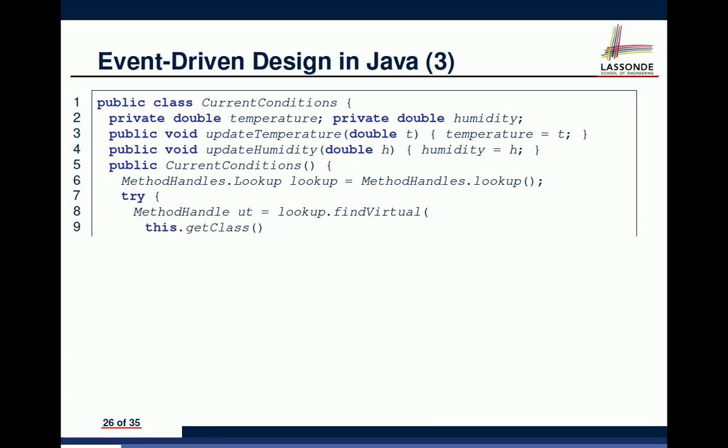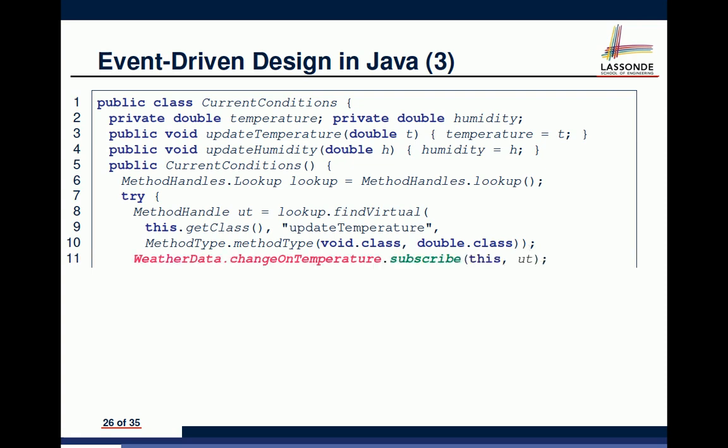If I want to look up some method, first of all, I want to know what's the current class that's defining this particular method. That's the first information. Second, the name of the method, update temperature, for example. And then I also have to give the type of the method. Here, I want to say it's returning void and taking one double. That's all I have to say in order to get it. And then after this, I can call the weather data, call the events, and say subscribe, and pass this particular pointer to function UT. You can see UT was obtained from this particular structure here.